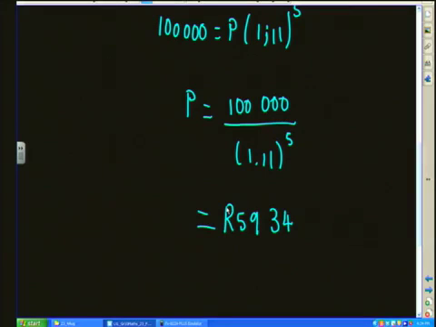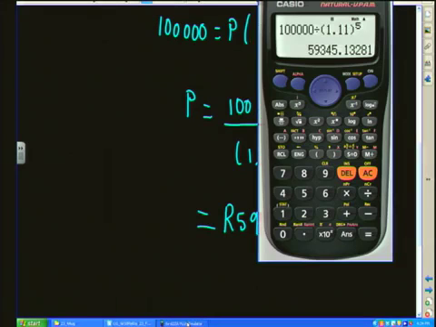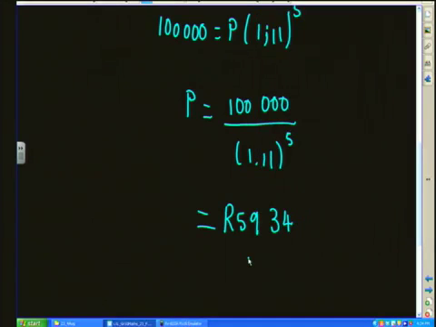59,300. And let's have a look at the last one, because remember they did say to the nearest Rand, so that means let's round it off. It's going to simply be 59,345 Rand to the nearest Rand.